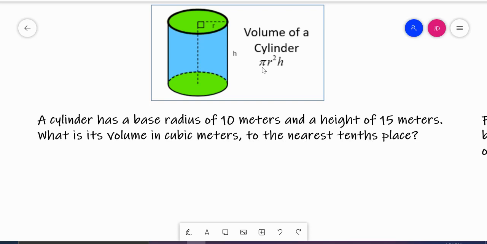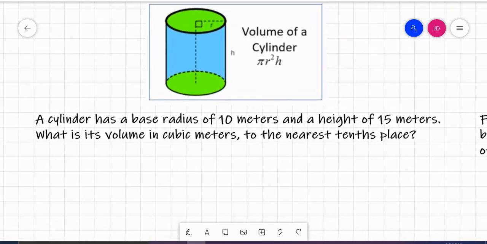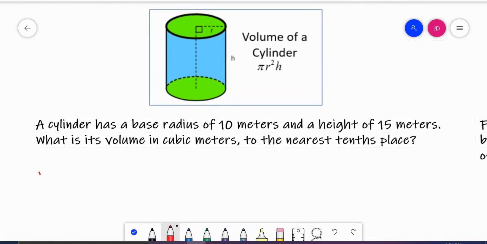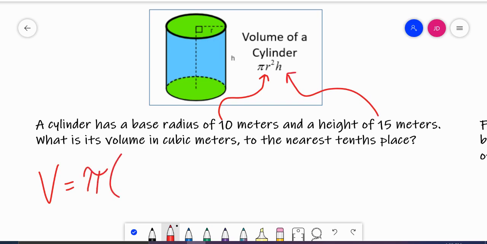So my volume, I'm plugging in the radius is 10. That's going to go in for my R. 15 is going to go in for my H. So we have pi times 10 squared times 15. And again, use your calculator. It's your friend.